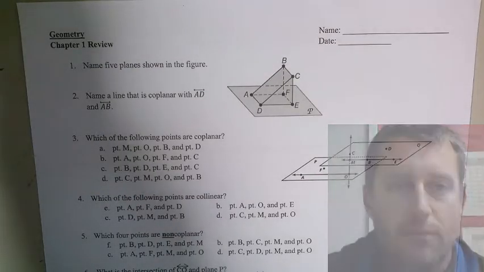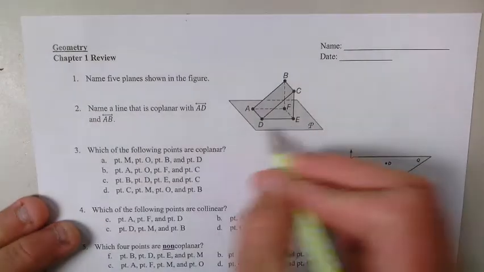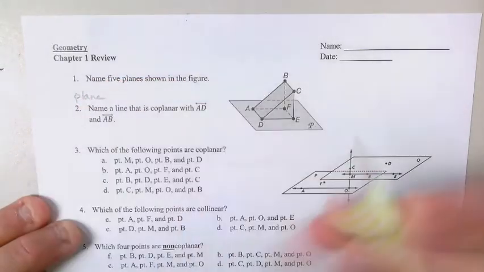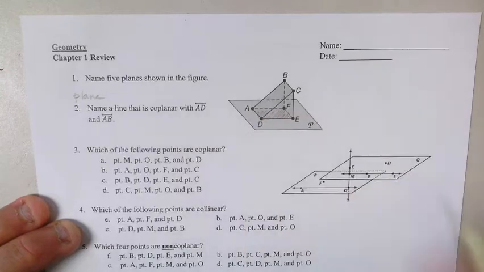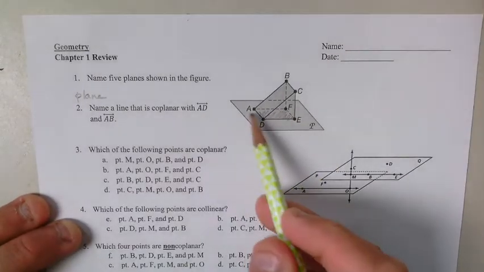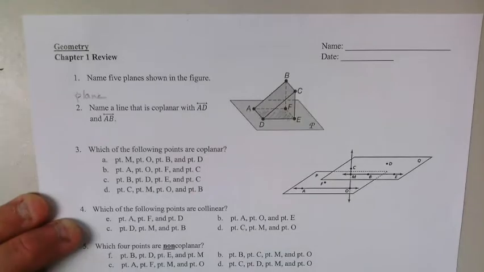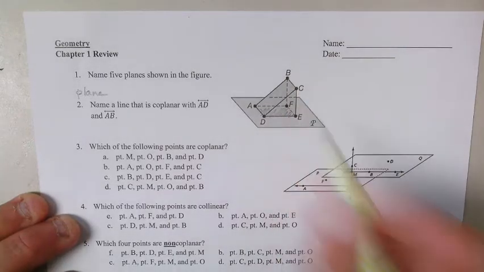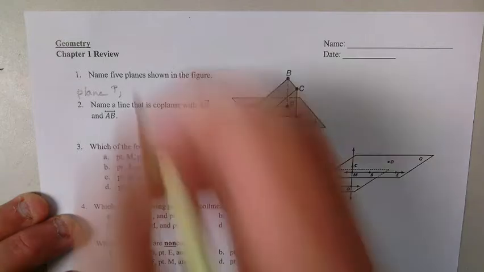As I look at number one, it says name 5 planes shown in the figure. Obviously I can go with the bottom plane, plane P. That plane is the same as this plane right here that I'm highlighting. That's the bottom plane, so if you were to say plane DEF, that's the same as plane P. So I don't want to name that plane again. I've got this front face plane. So plane P, I could say plane DEC.